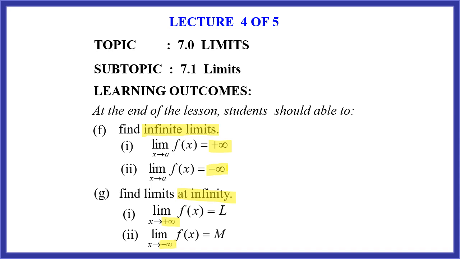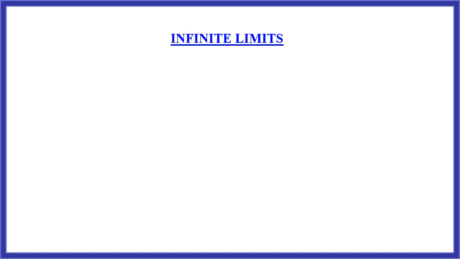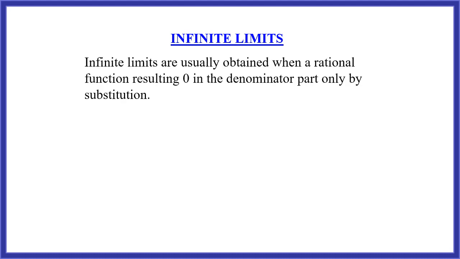So please, there is a difference between these two types. The first one is infinite limit. The second one is limit at infinity. To find infinite limits, the result will be in the form of infinity. To find limit at infinity, it's to find the limit of f(x) as x approaches positive infinity or negative infinity. Infinite limits are usually obtained when a rational function results in 0 in the denominator.